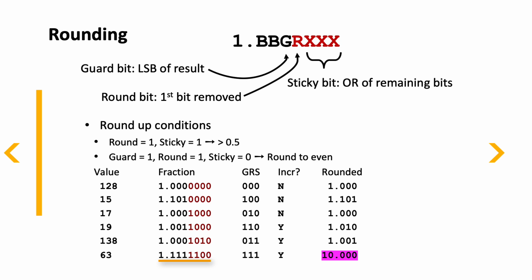We end up with 10.000. That is greater than or equal to 2. And that was, remember, when we talked about fixing a floating point value, this is where we actually have to do some extra work. We have more than our implied leading 1 to the left of the binary point now, so we've got to make some adjustments.